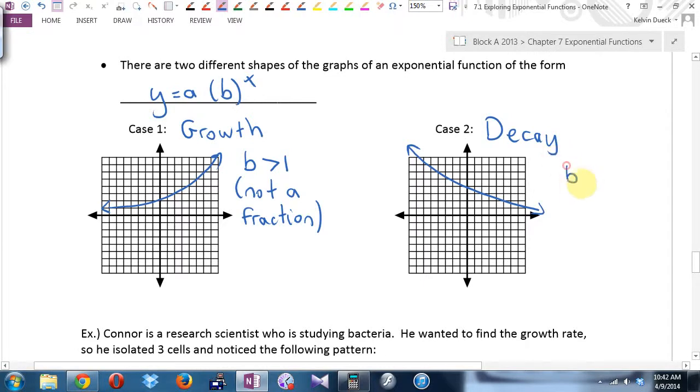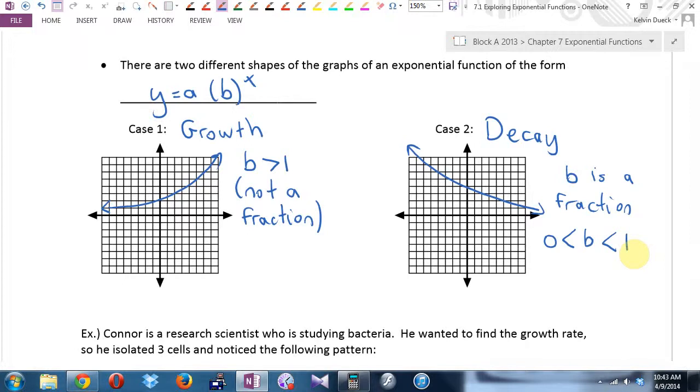And that's when B is a fraction. Well, that's a lot of writing. In math, we would say this: that's when 0 < B < 1. We would say that's when B is between 0 and 1. If it's between 0 and 1, it must be a fraction, or a decimal like 0.4, because 0.4 is a fraction. It's 4 over 10 or something like that, right?